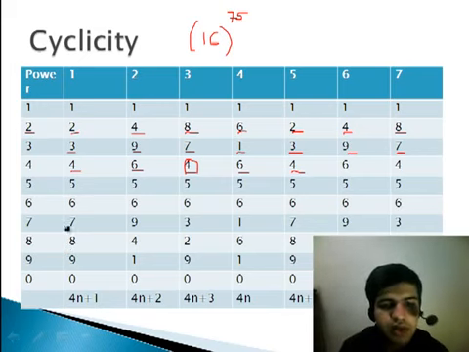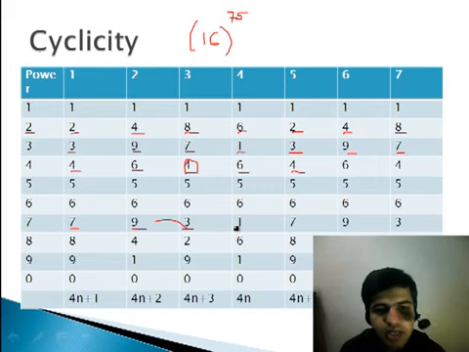And going on further, I'll take the example of 7. 7 raised to 1 is 7, 7 into 7 is 49, 9 into 7 is 63, 3 into 7 will give me 21, then again into 7 gives 7, again into 7 gives 49, and the cycle goes on repeating.